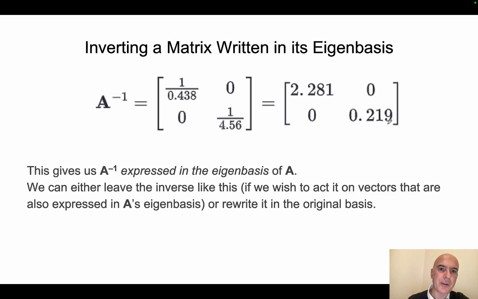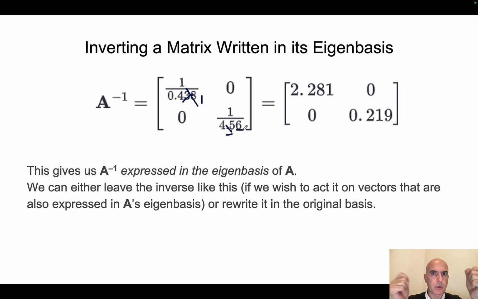As I said, inverting the matrix in the eigenbasis of A is very easy, and basically this corresponds to taking the inverse of the eigenvalue. So you see here we take 1 over lambda 1 and 1 over lambda 2. This gives us A to the minus 1, the inverse of A expressed in the eigenbasis of A. We can either leave the inverse like this if we wish to act on vectors that are also expressed in the A eigenbasis, or rewrite it in the original basis.